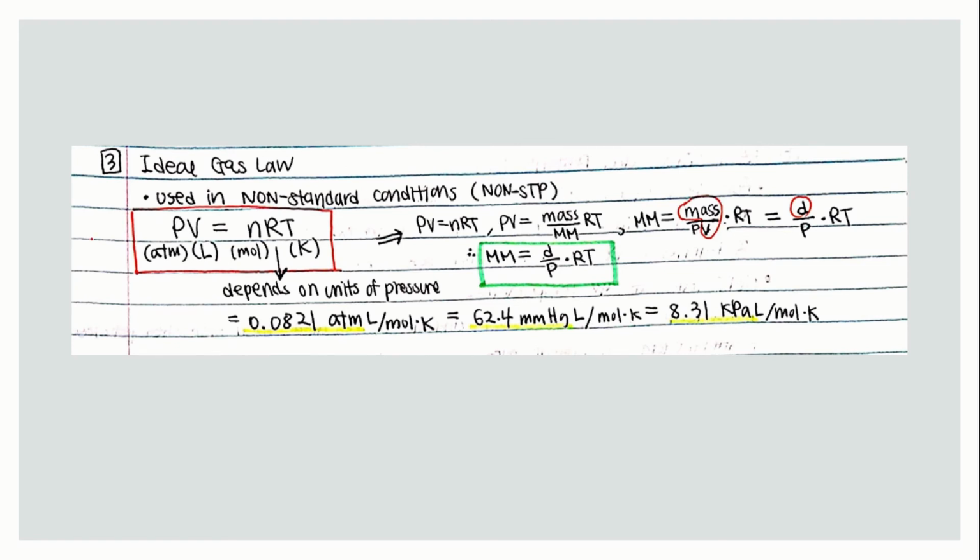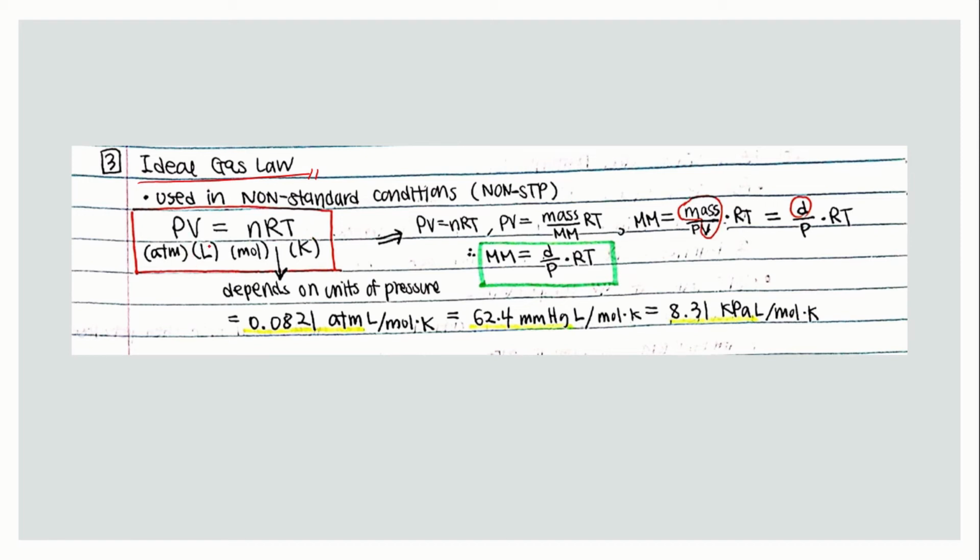Next is the ideal gas law, which is a very important, or the most important, topic in this unit, and it is used in non-standard conditions, so non-STP. If the condition is at STP, you can use the other gas laws that we just went over. But if it's non-STP, you will have to use the ideal gas law, which is PV equals nRT.